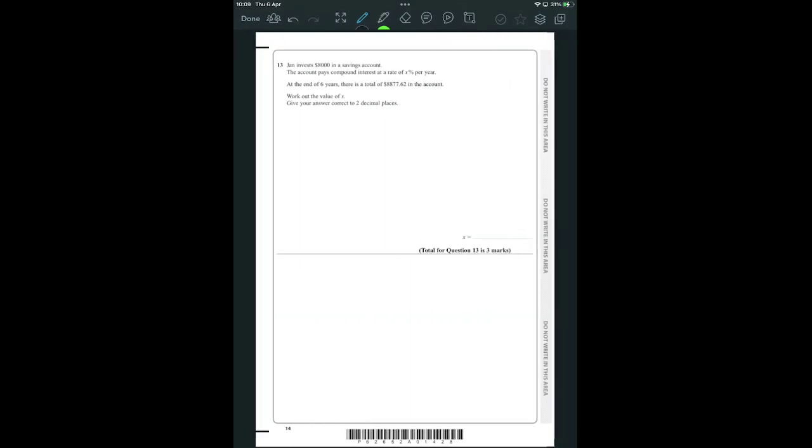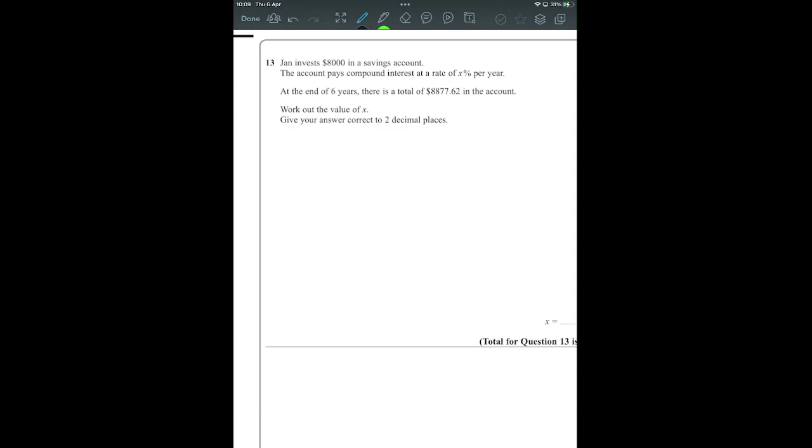Question 13. Jan invests 8,000 in a savings account. It pays a compound interest of X per year. It doesn't tell us what that compound interest rate is. So I'm already thinking, what's my formula? How do I do it backwards? At the end of 6 years, we have that value.